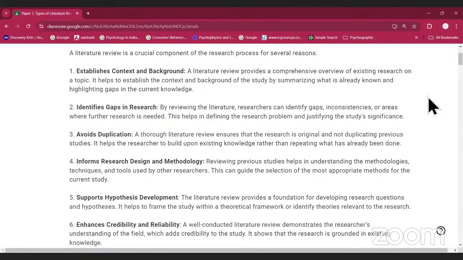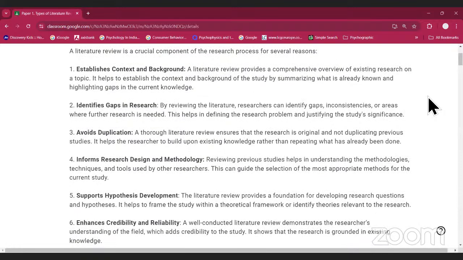Number 4, informs research design and methodology. Reviewing previous studies helps in understanding the methodologies, techniques, and tools used by other researchers. This can guide the selection of the most appropriate methods for the current study.